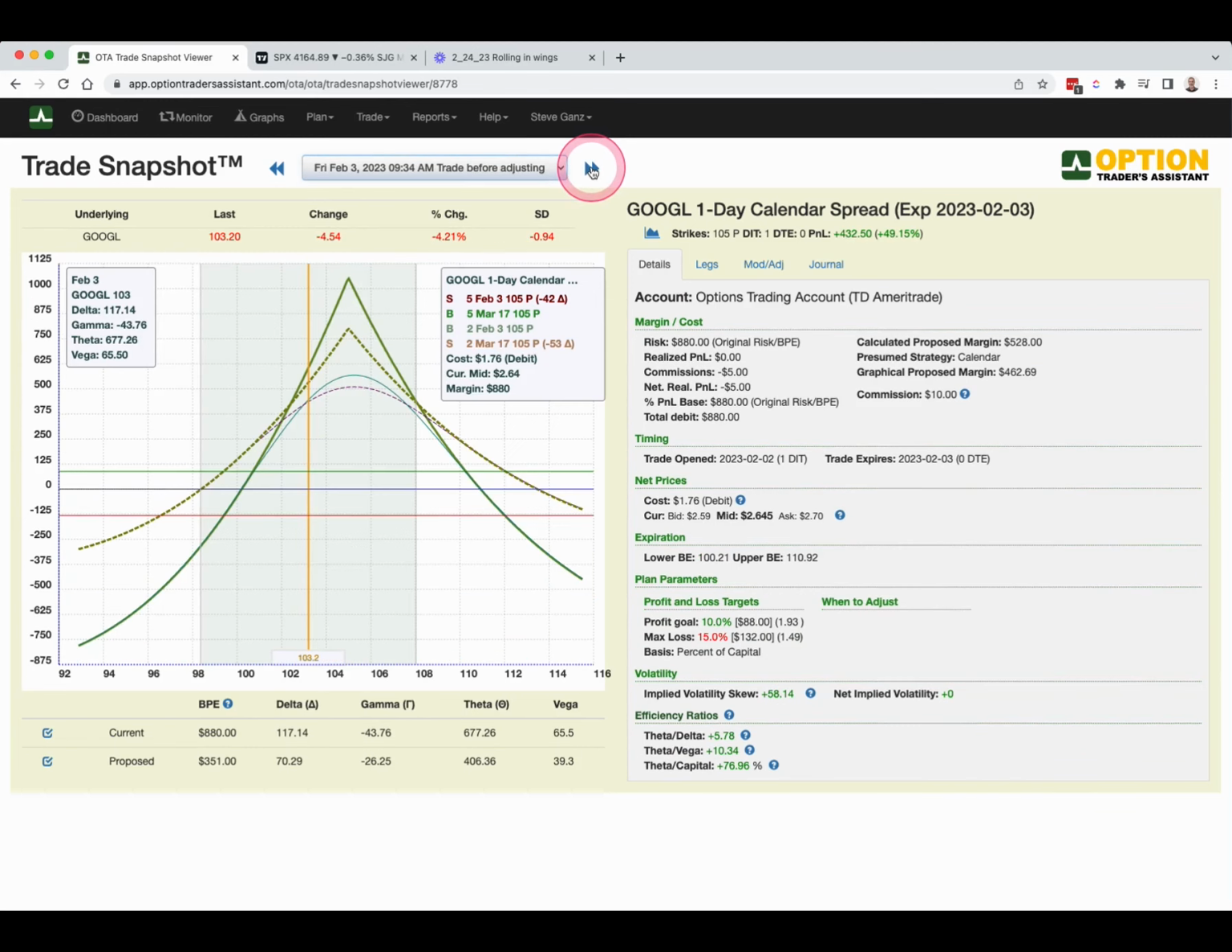Then we marched this forward, and then this morning Google did open within the range of our tent. But again, it's important to understand, and we get into this in our deep dive class on butterflies, how and why this happens. It's important to understand that this tent for calendars is not a fixed tent like it is in most other trades, like a butterfly or a condor or something like that. And there's very specific reasons for that, so you can't fully trust your modeling software. And again, that's part of what the deep dive course on calendars and diagonals will get into.